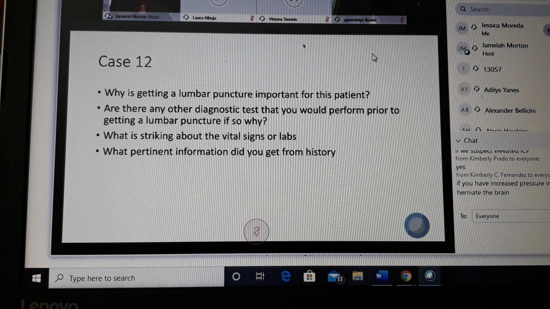What's striking about the vital signs and labs? We talked about those. What pertinent information did you get from the history? The fact that he had the flu shortly before would be indicative. Anything else, Laura?